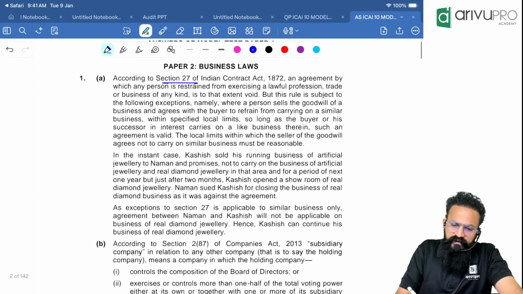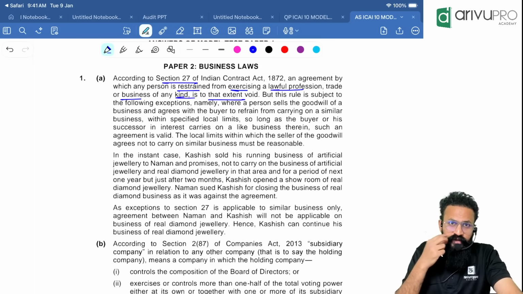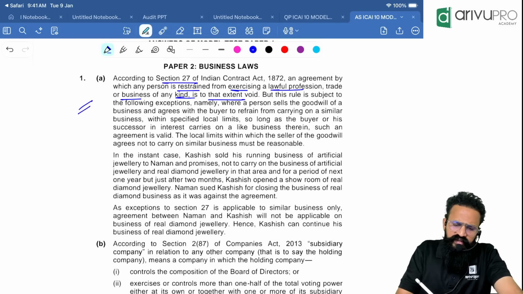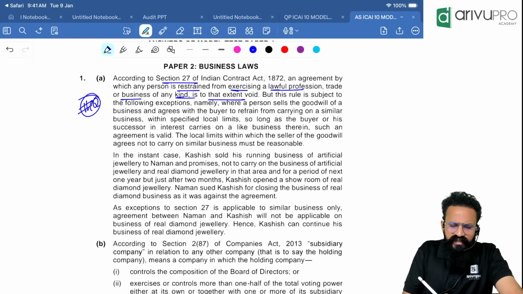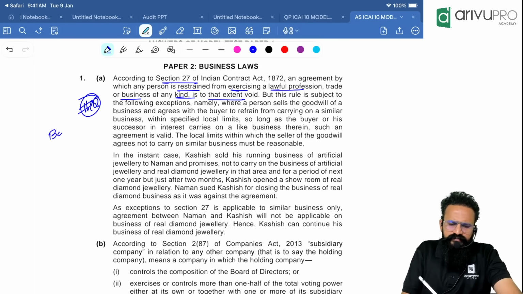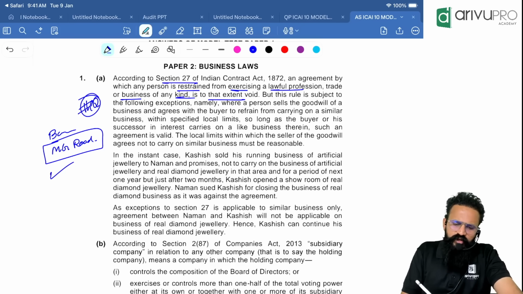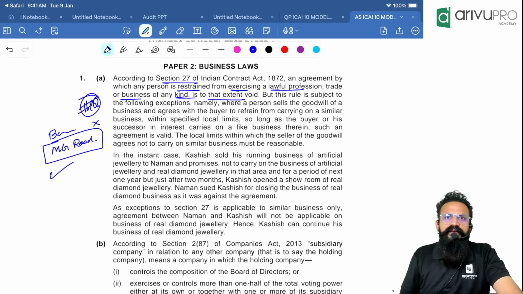Section 27: any agreement by which any person is restrained from exercising a lawful profession, trade or business of any kind is to that extent void. So you cannot restrict any person from carrying on a trade forever. I hope you guys know. But for a reasonable period, it is valid. In this reasonable period, you can expect a lot of questions. They will say, imagine Kashish said the shop is in, for example, the Bangalore area, let us imagine an area called MG Road. If Kashish says that I'm not going to carry on the artificial jewelry business forever in MG Road, is this considered valid? Is it a reasonable restriction or an unreasonable restriction? This will be considered reasonable only. I'm only stopping you from doing business in one area in one city. So this is a reasonable restriction.